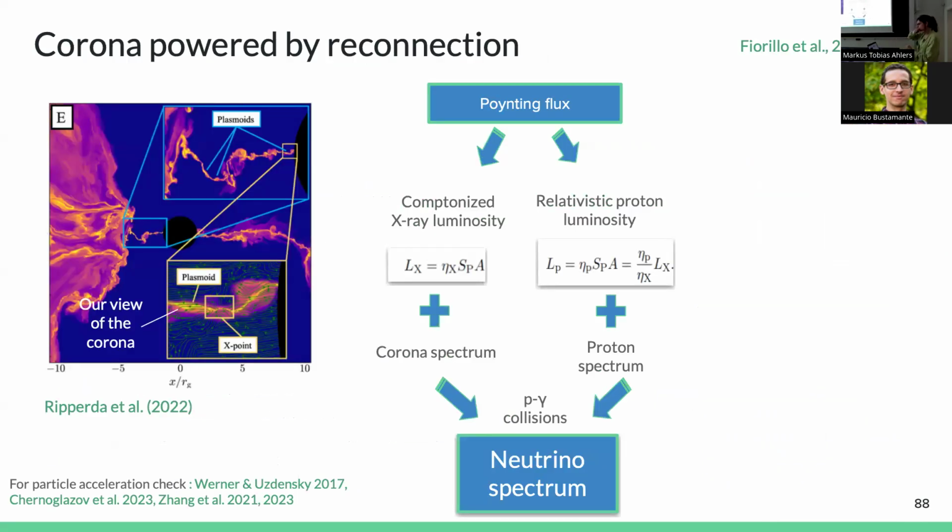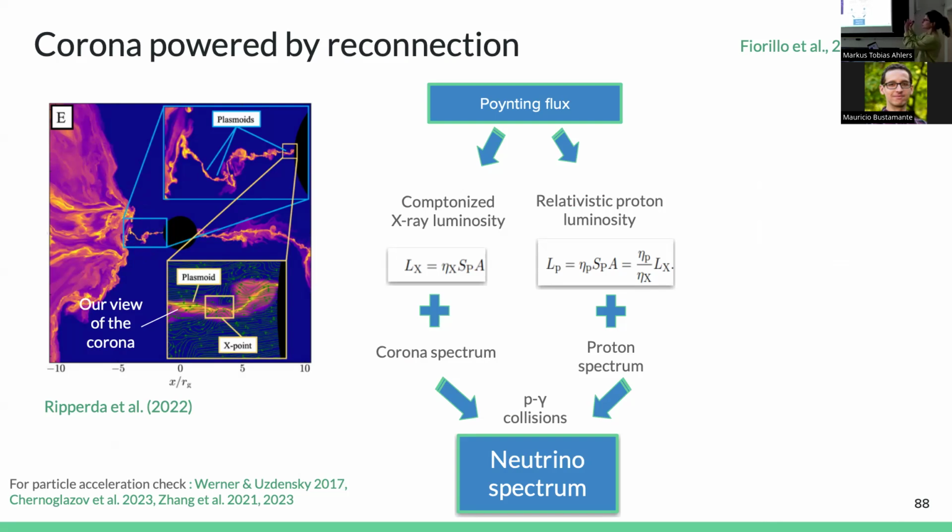So in our view of what is the corona in this source, in this AGN, is that close to the black hole, we might have the formation of a current sheet where reconnection takes place and accelerates particles. These particles, the leptons that are accelerated, comptonize photons that are coming from the disk, and they produce the X-rays coming from the corona. At the same time, the protons that are accelerated in these current sheets are responsible for the neutrino production.